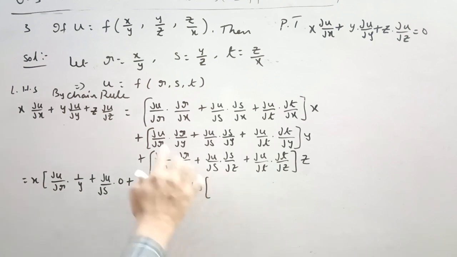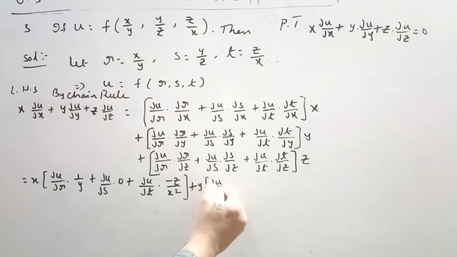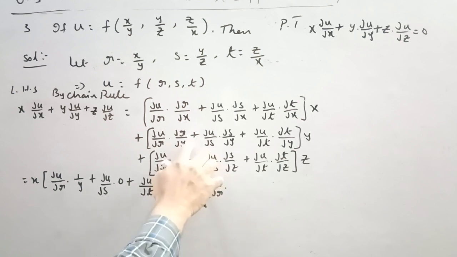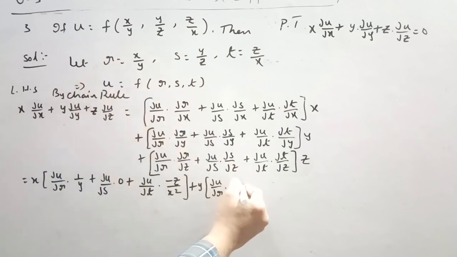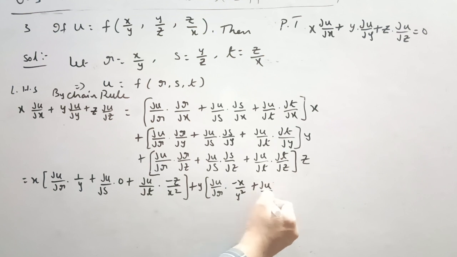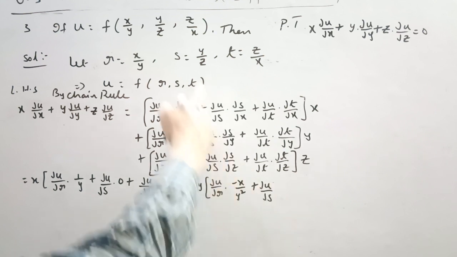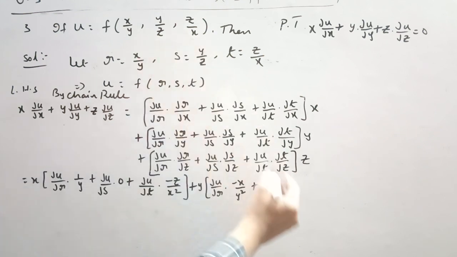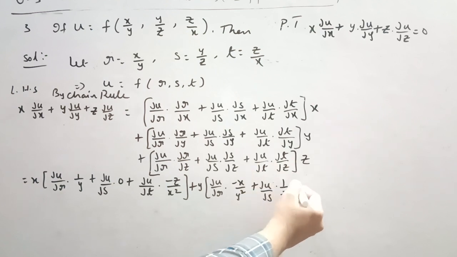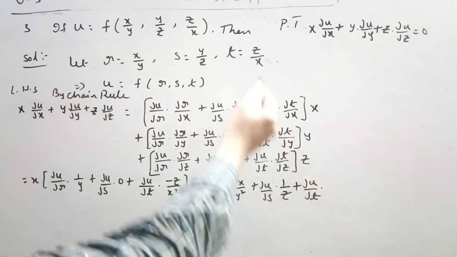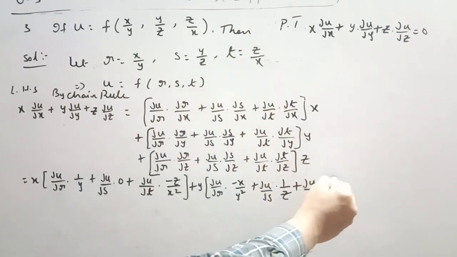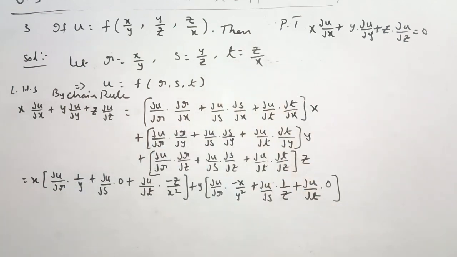Now plus y into ∂u/∂r into ∂r/∂y. So y is here in the denominator. 1 by y will give you minus x by y square, plus ∂u/∂s into ∂s/∂y. y is in the numerator, so 1 by z, plus ∂u/∂t into ∂t/∂y. No y there, it becomes 0.